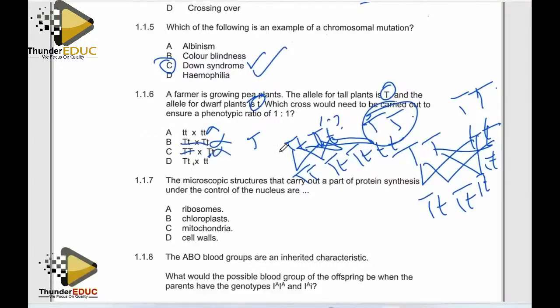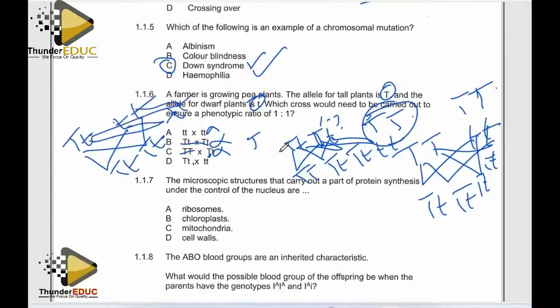Let's test it before we conclude. Capital T, small t. So this with this, capital T, small t. This with this, capital T, small t. Or this with this, small t. And then this with this, small t. So I'm going to get a ratio of 2:2. You understand? So if I get a ratio of 2:2, what does it mean?